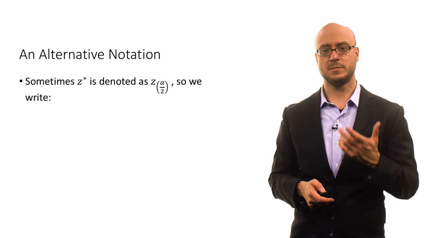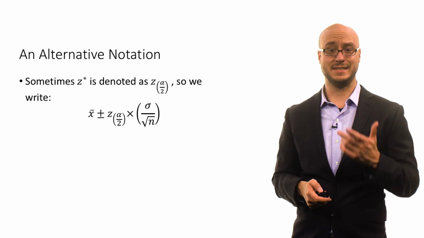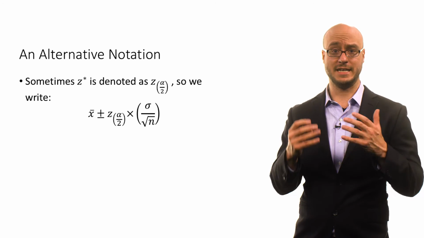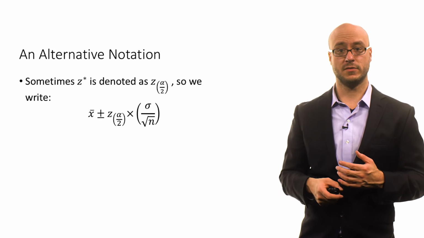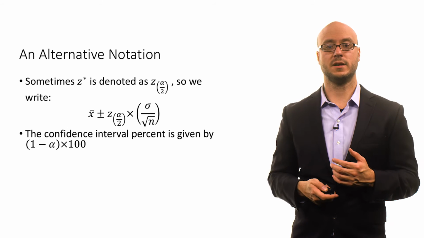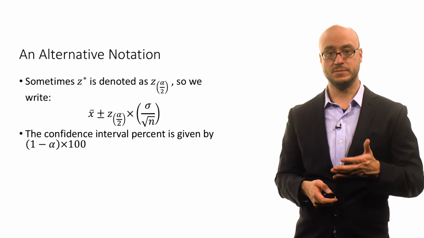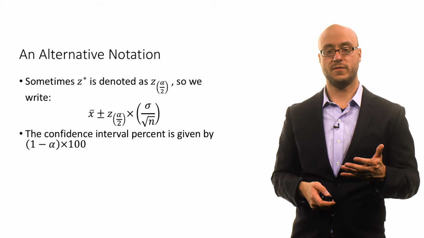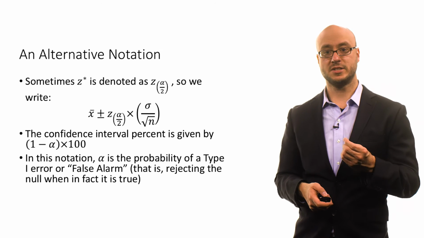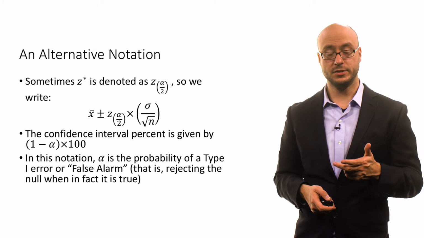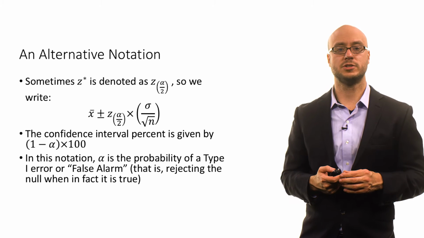Sometimes Z-star is written as Z alpha divided by 2. So we might say that x̄ plus or minus Z alpha divided by 2 times the standard error is our interval estimate. That's our confidence interval, where the size of the interval is governed by alpha, the confidence of our interval. The confidence interval percentage is given by 1 minus alpha times 100. So an alpha of 0.05 implies a 95% confidence interval, and then the Z-star is based on Z alpha divided by 2, so it'd be plus 1.96 and minus 1.96 on the standard normal distribution.